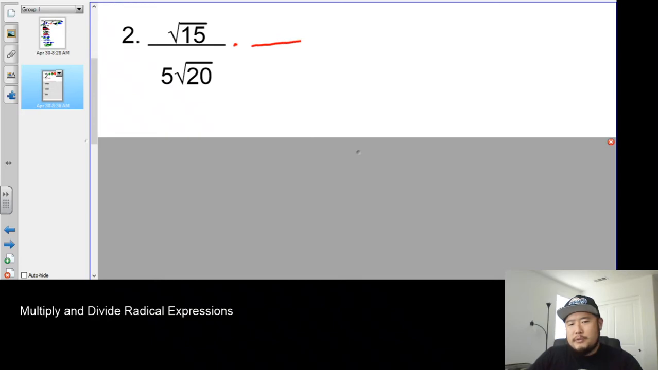Because the next step is we're still rationalizing. But what I'm going to do right here is multiply this by the square root of 5, top and bottom. And that's how I'm going to rationalize this. Because now 20 times 5 is 100. So I got 5 times rad 100 in my denominator. In your numerator, we got 15 times 5, and that becomes 75.